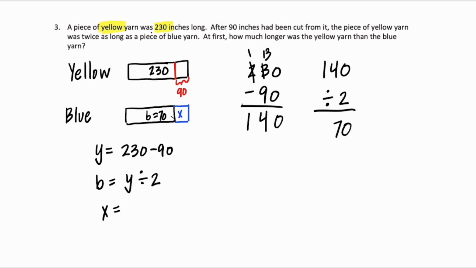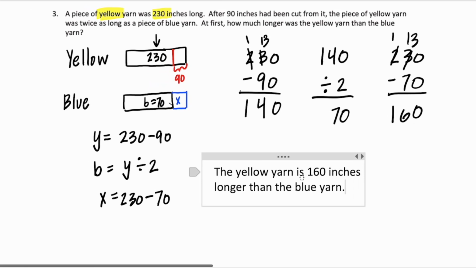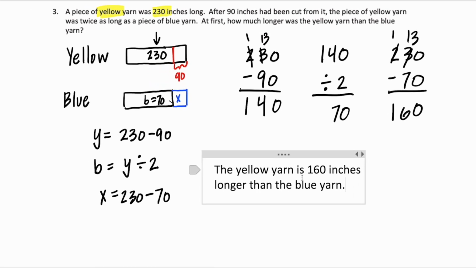Now they said at first, so then I know the total is what it was at first, which is 230, minus the part that I know, which is 70. 230 minus 70 is 60. Sorry, 160. Now let's write an answer statement. The yellow yarn is 160 inches longer than the blue yarn.